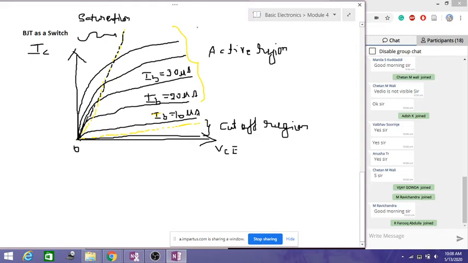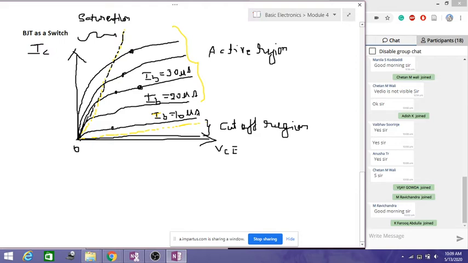So this we call the saturation region, this we call the cutoff region, and this we call the active region. Now for the transistor to work as an amplifier, it has to be in this region. It means there is something called the Q point. We have to fix the Q point somewhere within this region. It should not enter into the other two regions. This Q point has to be here.